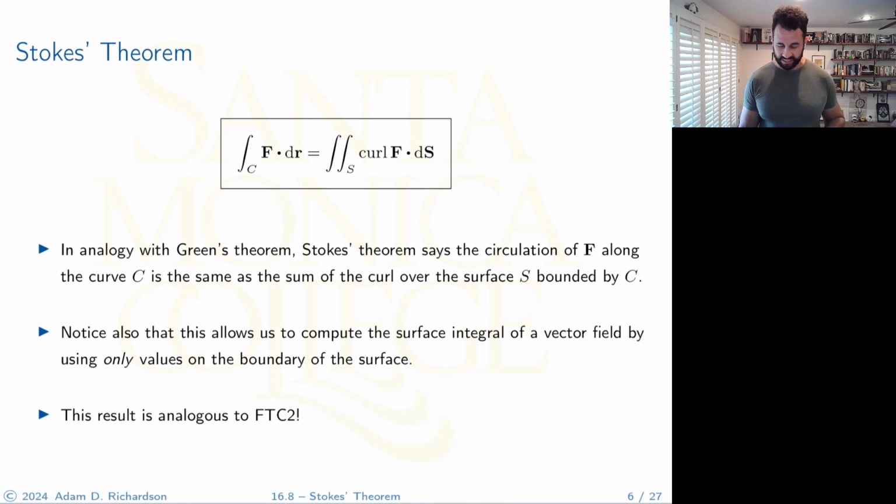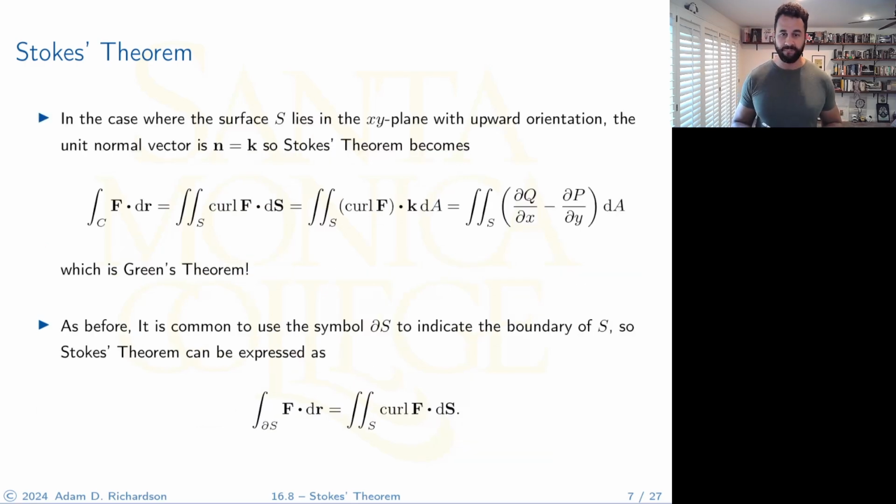Notice that this is basically saying that if you want to compute this surface integral over a surface, you can do it by actually evaluating an integral over the boundary of the surface. And that's basically analogous to the fundamental theorem of calculus part 2. It's giving us the criteria and the condition that allows us to compute an integral over a region by just looking at data or information on the boundary of that region. This is the boundary of S right there. So pretty cool stuff. All right.